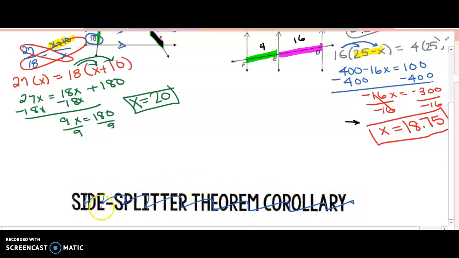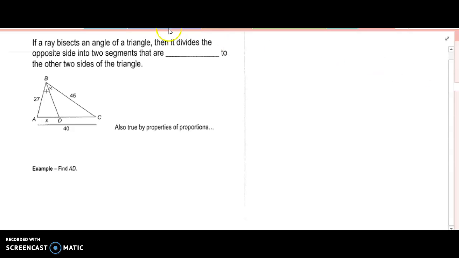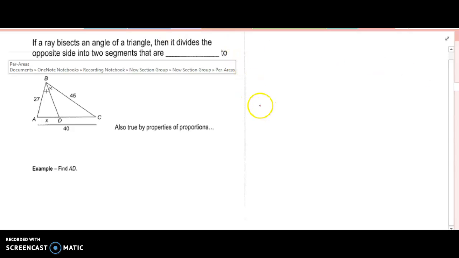Okay, so under it, I want you guys to write parallel lines and transversals proportionality theorem. Because that's what our book calls it. All right, let's go to this part here. So on the very bottom of this, it has the triangle angle bisector theorem, and that is okay because that is what our book calls it.